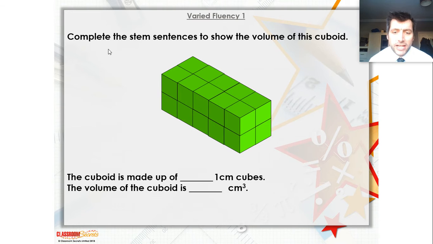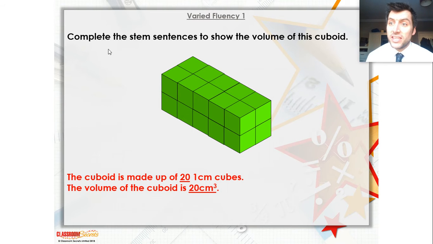So the cuboid is made up of how many 1 centimeter cubes? And I've got to tell you it's not 10, although you can see 10 on the top. There's two layers, and therefore what's the volume of it? Well, if I know it's 10 and 10, that's going to be, well done, 20 centimeter cubes, and therefore the volume is 20 centimeters cubed.